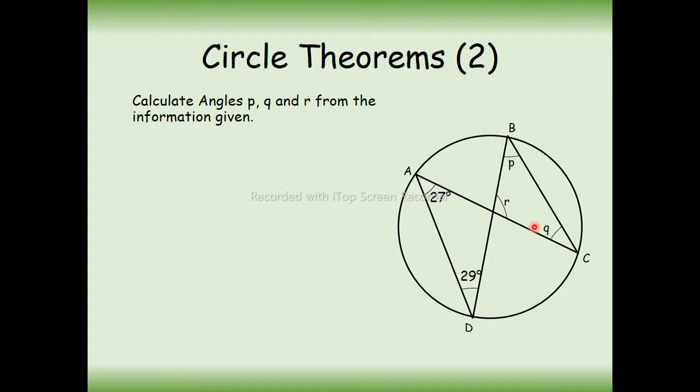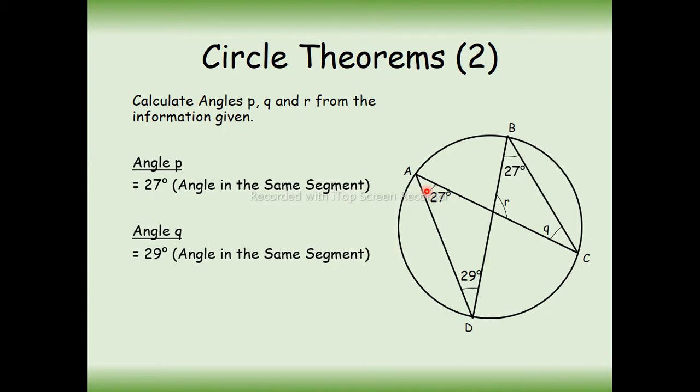All right. So what is angle P? 27. 27 because angles in the same segment. So like I say, the bow tie rule, right? Next up, angle Q. What is angle Q? 29. Yes, because angles in the same segment.